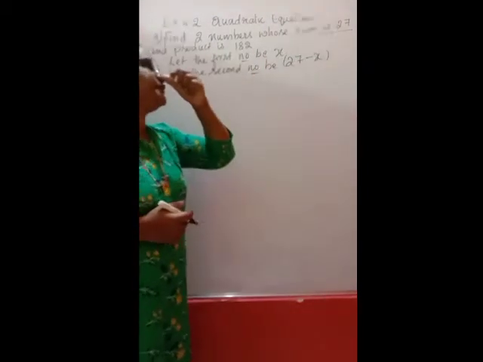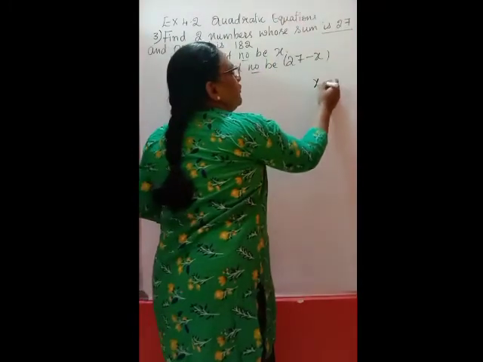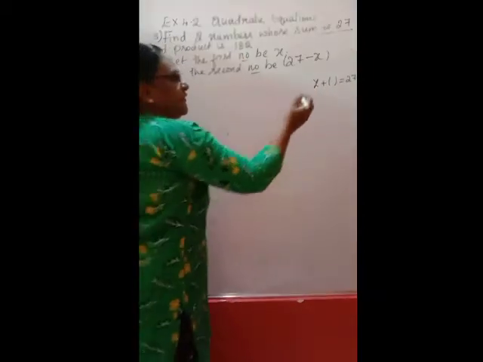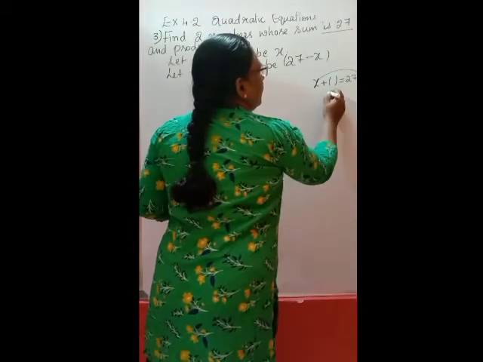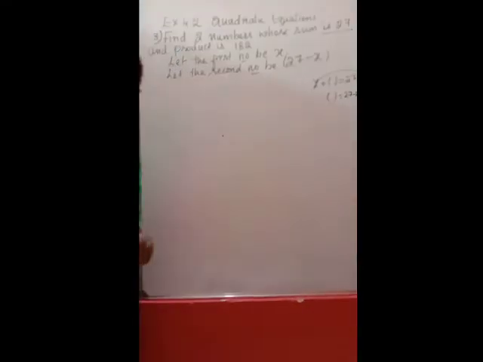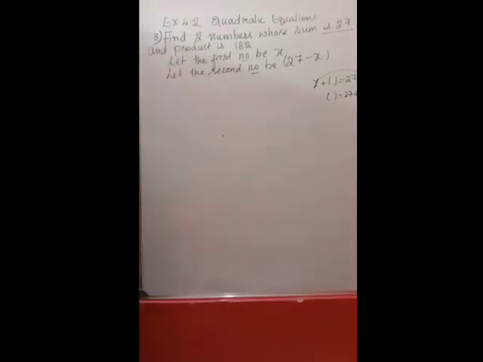First number is x. So the second number we don't know. But when you add those two, x plus some number is equal to 27, the sum of these two. I have shifted 27 here. So this unknown number is equal to 27 minus x. This is how we are going to take. First number x, second number 27 minus x.